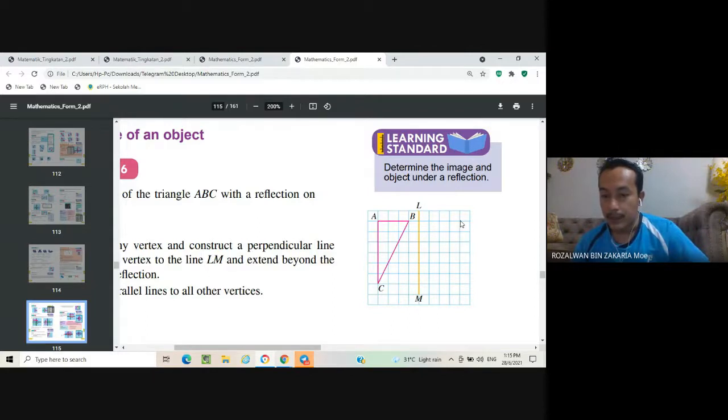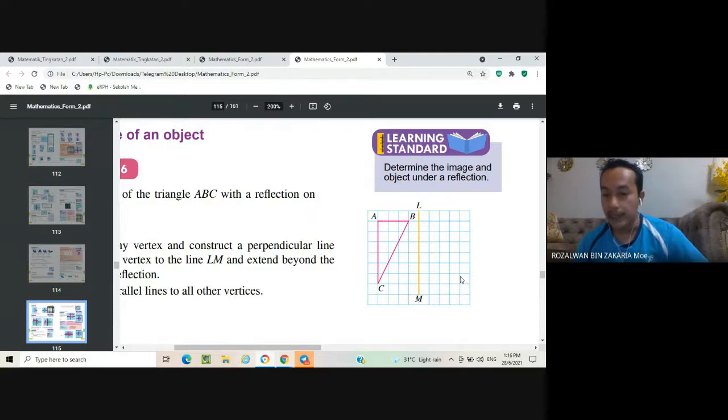Okay. So the last one is the image for the point C after reflection. So you have to calculate the distance of the point C to the line LM. Okay, 1, 2, 3, 4. We have 4 units. So same also, the image of the point C after reflection should be 4 units to the right. So 1, 2, 3, 4. So here, this one is C prime.